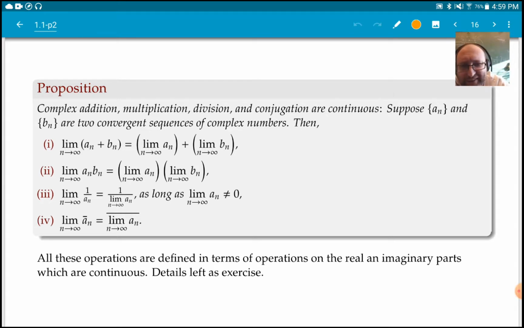Maybe the only tricky bit that you have to worry about is being able to divide, but even that, you basically write out what it is and note what it means for that to be zero. All right.